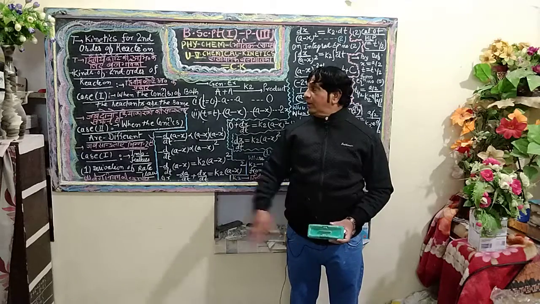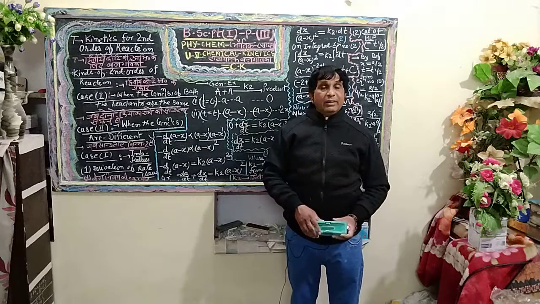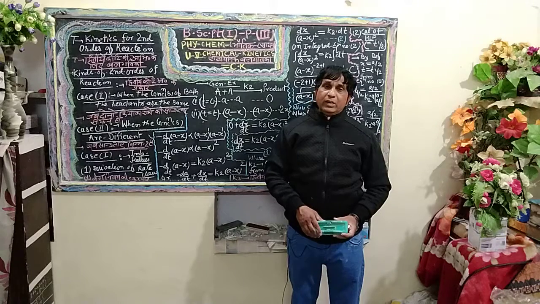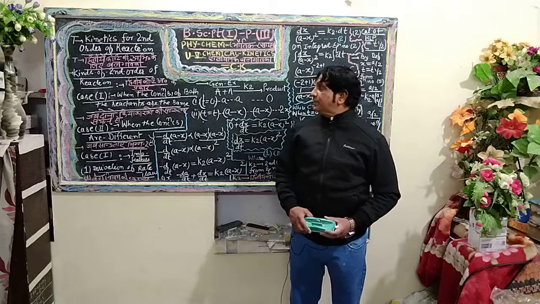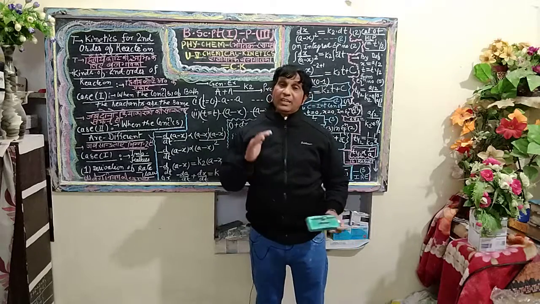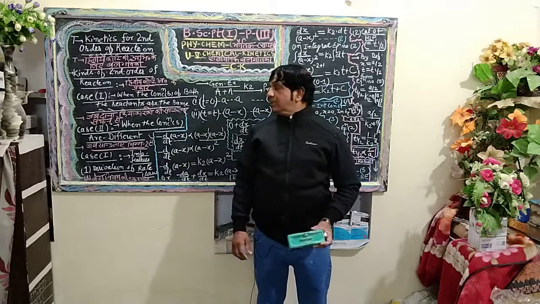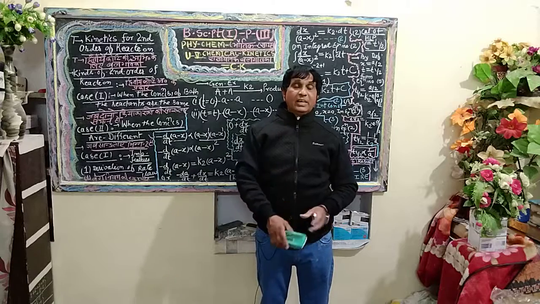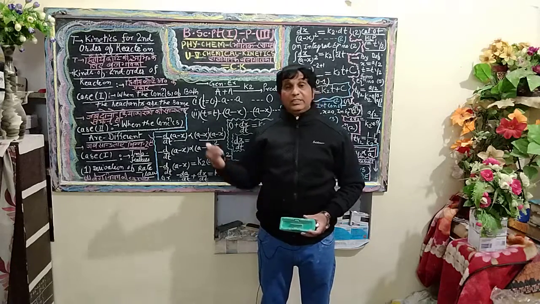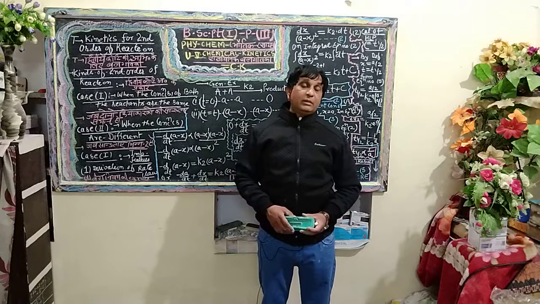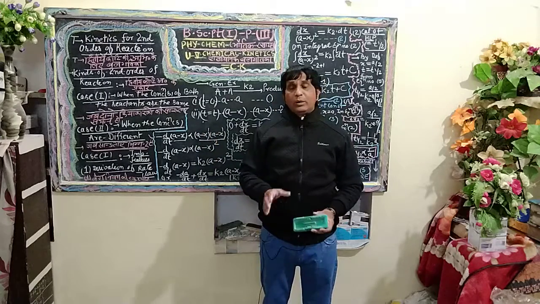Once again, under these 2 cases, one can derive the rate equation and rate law for second order reaction. Case first, when the concentrations of both the reactants are the same. Second, when the concentrations of both the reactants are different. Let us understand these two cases, case first and case second, one by one.